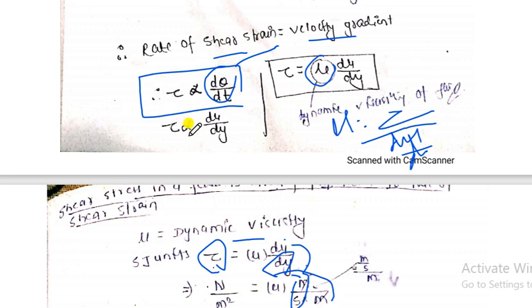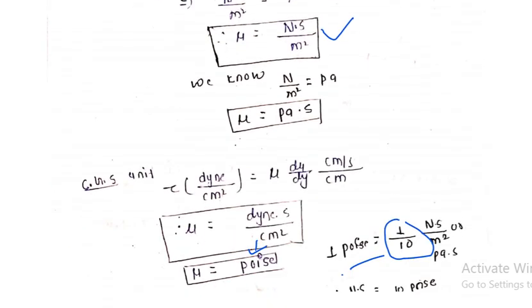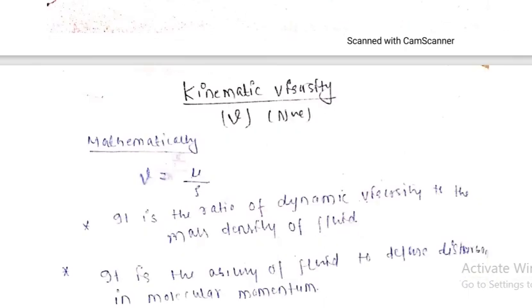From these statements we can say that shear stress is inversely proportional to the distance. If the distance is less then the shear stress is high, and if the distance is high then the shear stress is less. So this is all about Newton's law of viscosity.